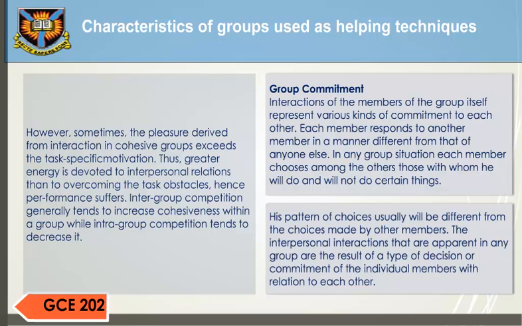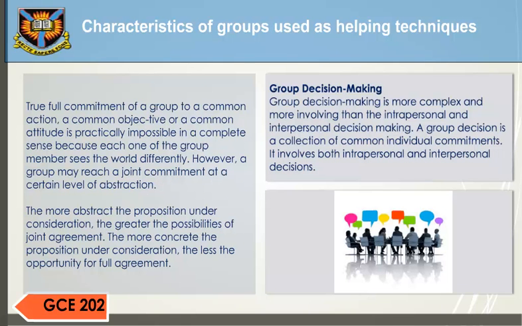The interpersonal interactions that are apparent in any group are the result of a type of decision or commitment of the individual members in relation to each other. True full commitment of a group to a common action, a common objective, or a common attitude is practically impossible in a complete sense, because each one of the group members sees the world differently. However, a group may reach a joint commitment at a certain level of abstraction. The more abstract the proposition under consideration, the greater the possibilities of joint agreement. The more concrete the proposition under consideration, the less opportunity for full agreement.